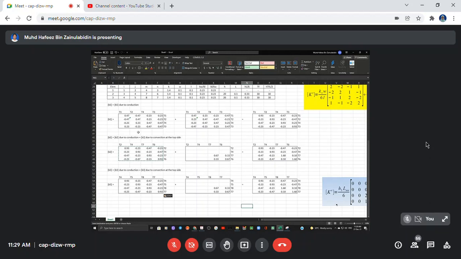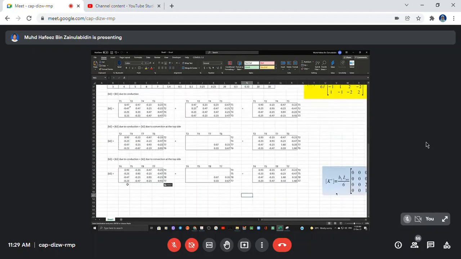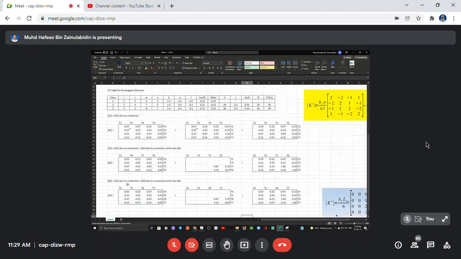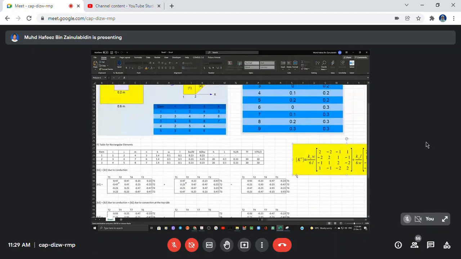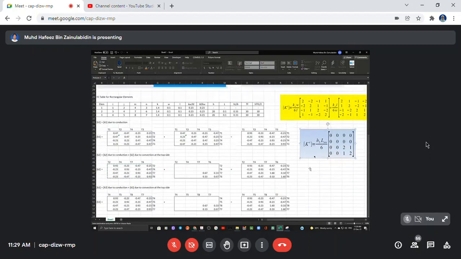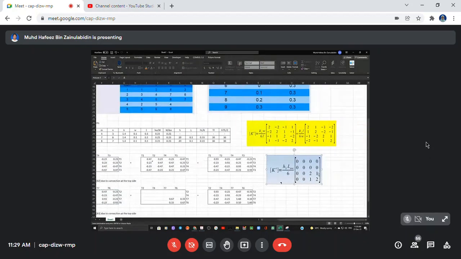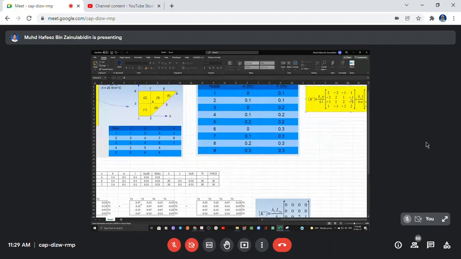Okay, that's K1, K2, K3. Okay, next, we can calculate the load. Maybe we can do this side here. Okay, bring this here.